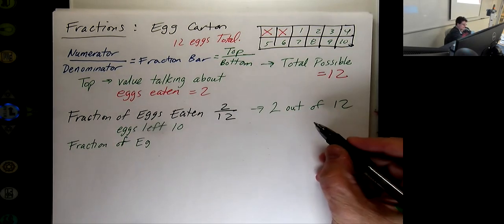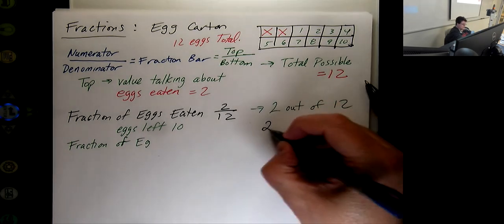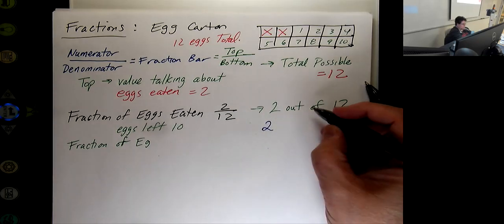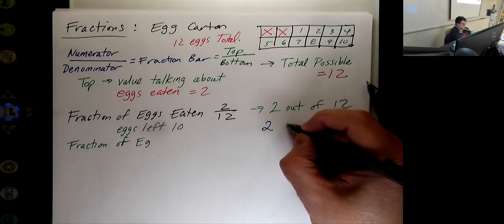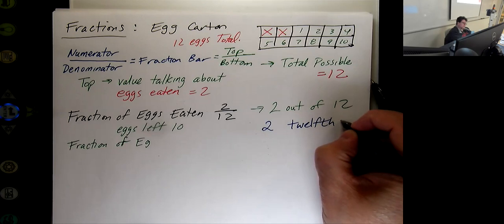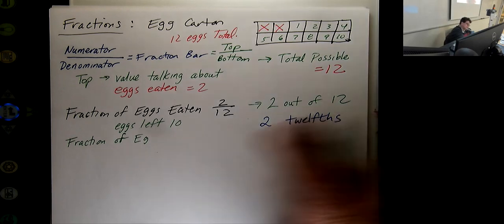Or we say 2, and then we say the bottom one like we're talking about streets, like first street, second street: twelfths. 2/12. We would never have firsts on here, because 2 out of 1 is a whole number. So 2/12.